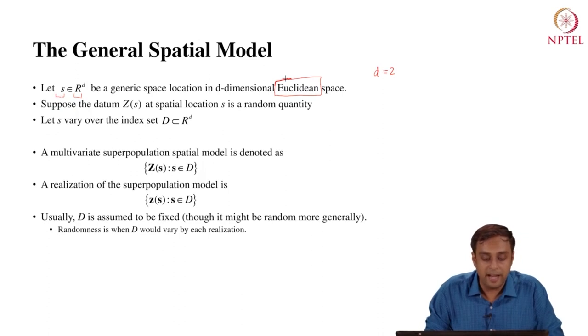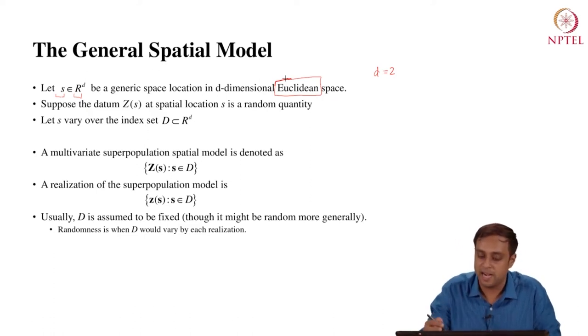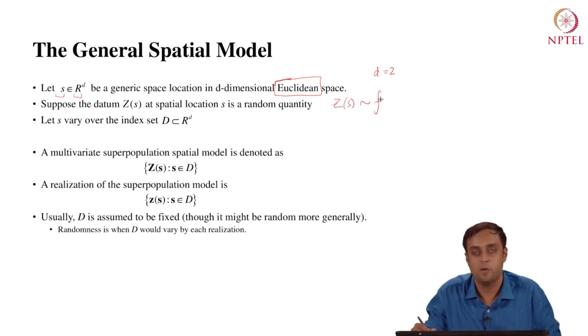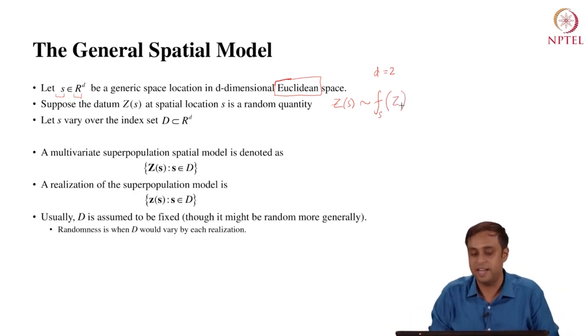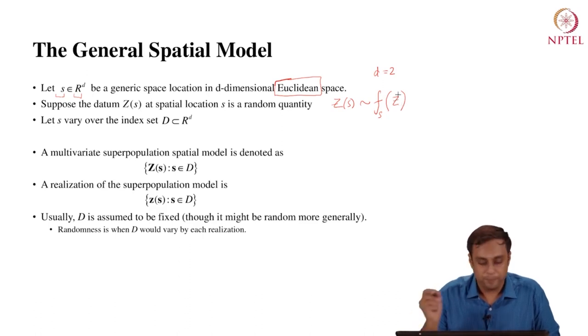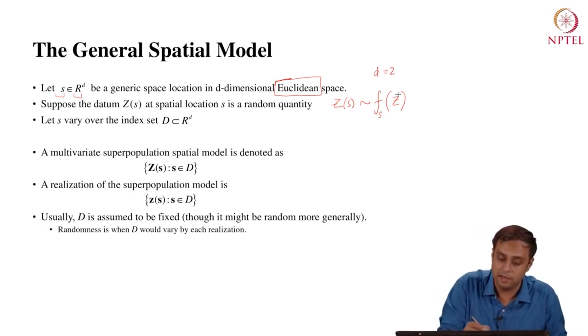Now suppose the datum, which is the data point, Z at location S is a random quantity. We have seen that what we mean by a random quantity is that Z of S is distributed by a probability distribution function which is specific to that location S and allows us to draw different realizations of Z, right? And S can vary over the index set or domain D in the d-dimensional space.